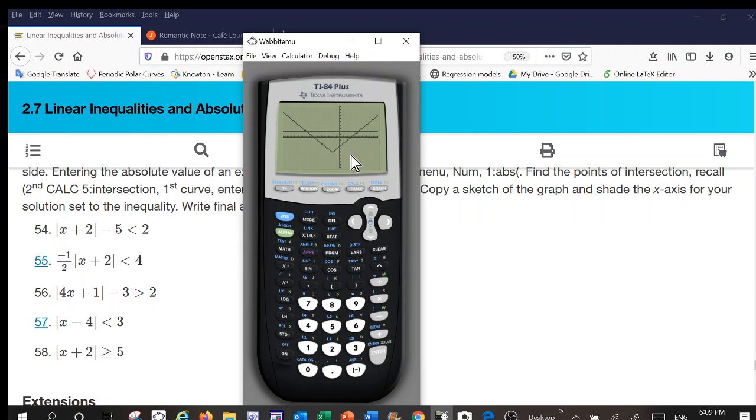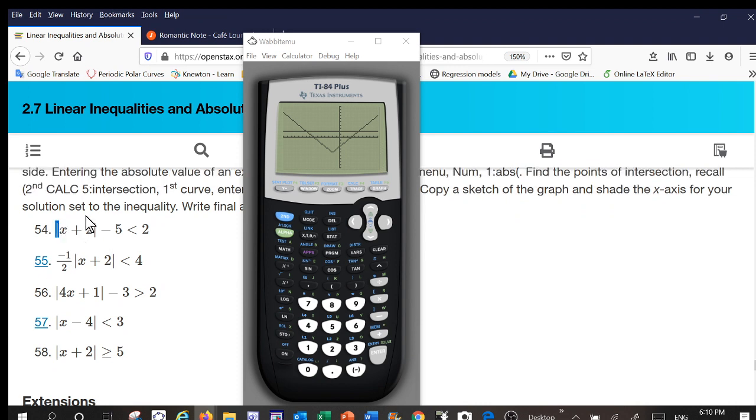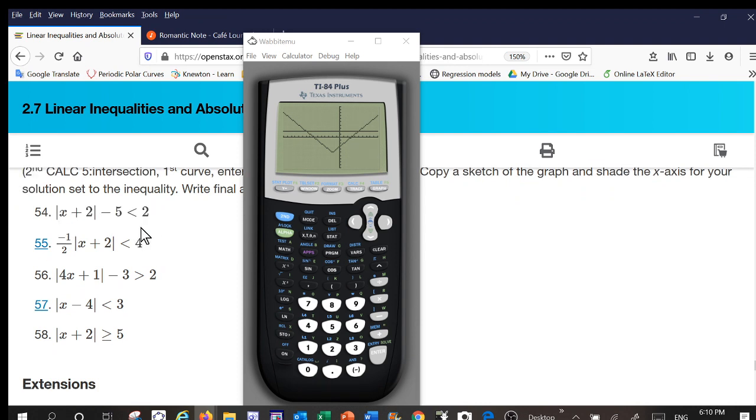If you want the graph to go up or down, you change the y max and y min, or x min or x max. So what we're looking for is basically these two. What do we want? We want the V shape to be below the horizontal line y equals 2. So where on the x-axis is the V below the line? It is from this number to this number.